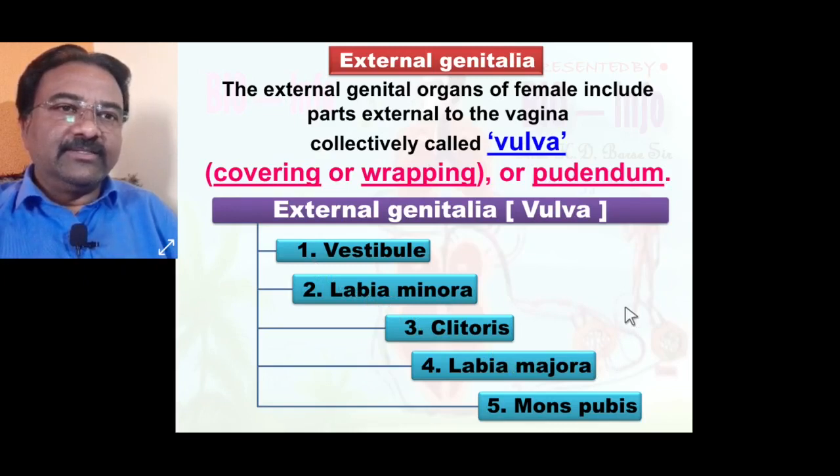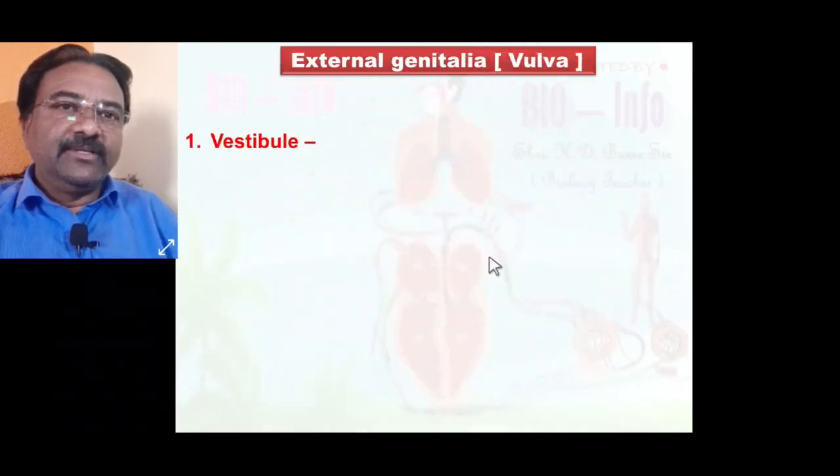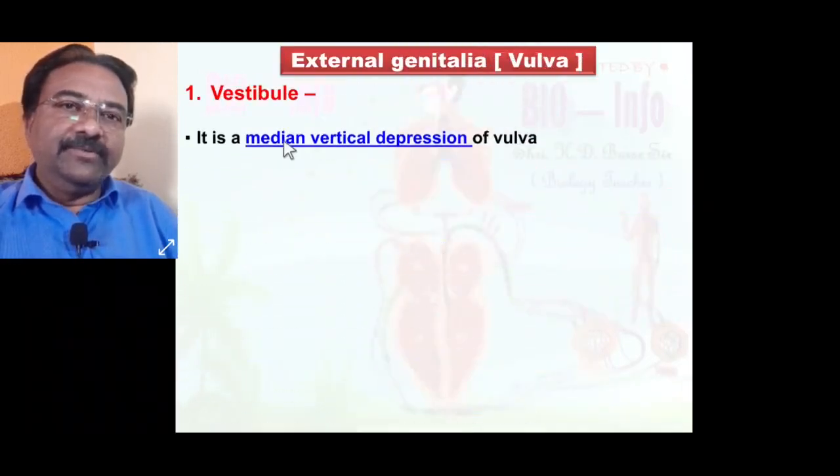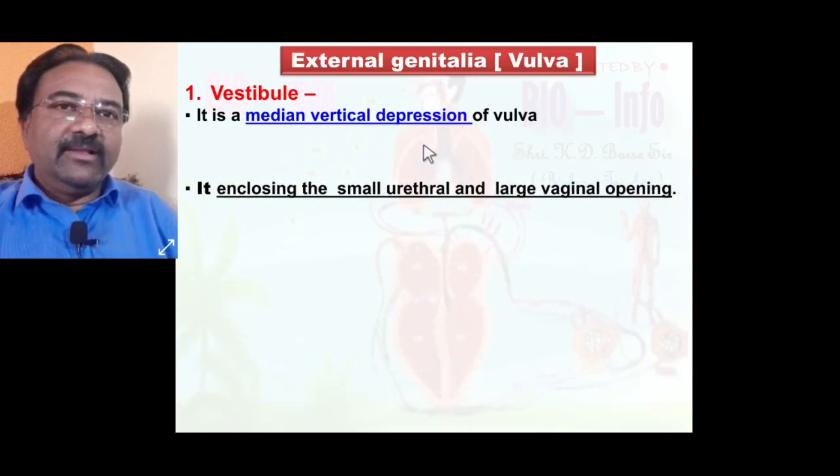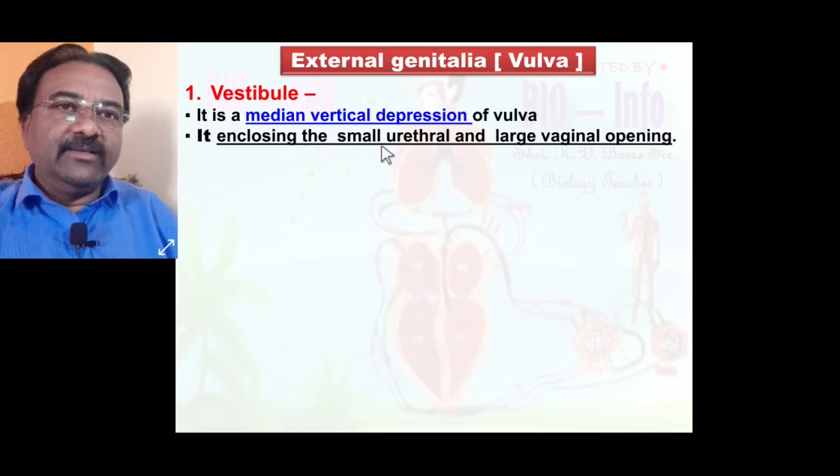Now we discuss in detail one by one. First is the vestibule. The vestibule is a median vertical depression of the vulva, enclosing the small urethral opening, especially for urine discharge, and the large vaginal opening. You know, the vagina we discussed in detail. So these 2 openings are enclosed in the vestibule part.